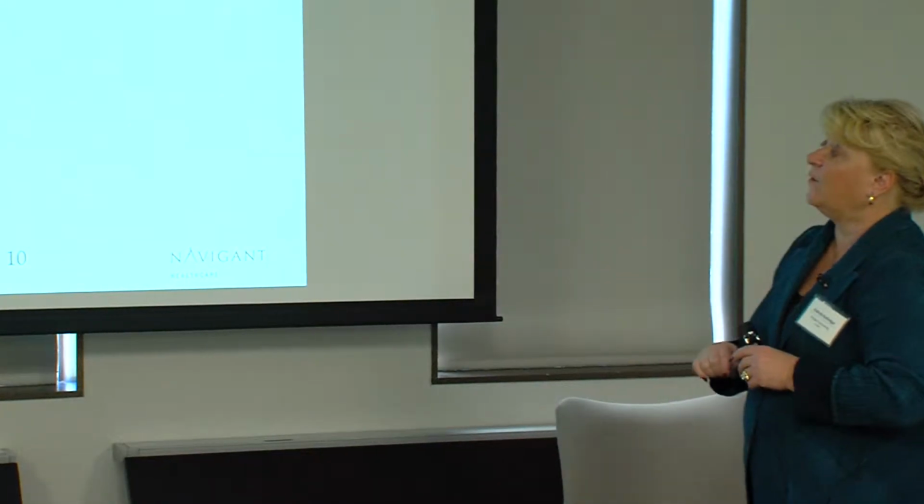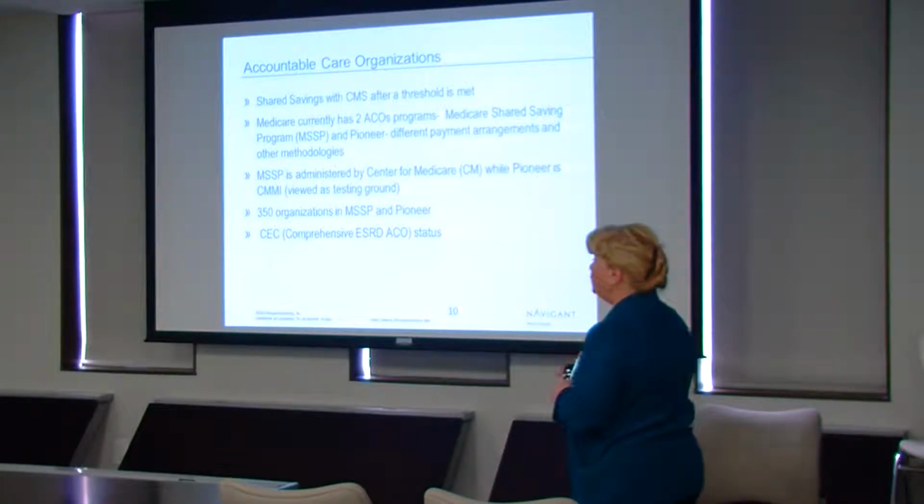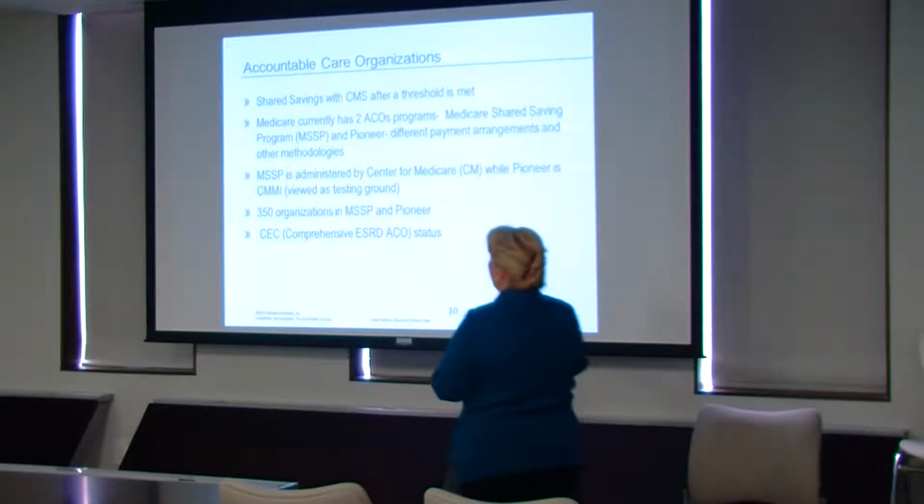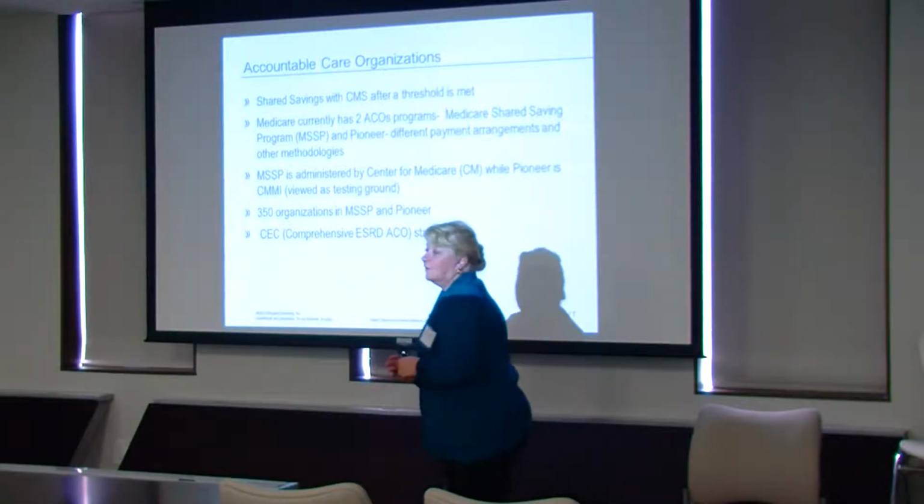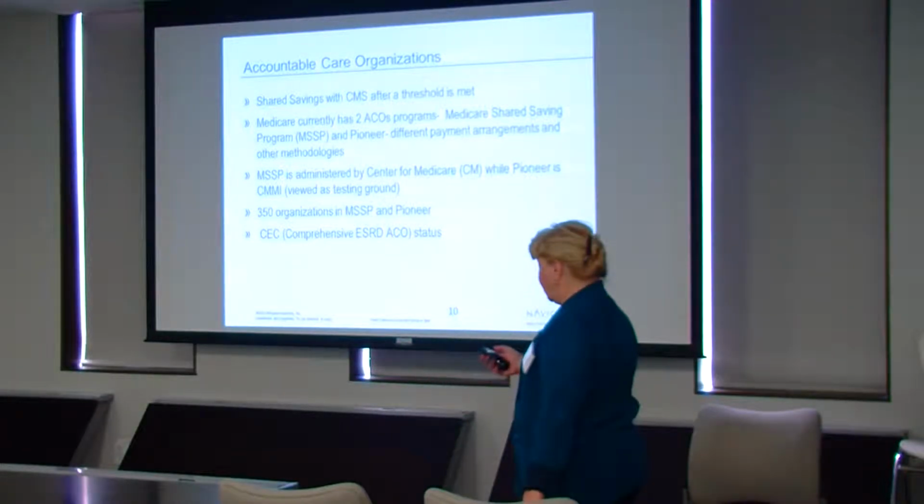There are 3 types of accountable care organizations. 2 have been launched, and the 3rd one should be launched rather soon. The 2 are the Medicare Shared Savings Model, and the Pioneer, and then the 3rd one is Comprehensive End-Stage Renal Disease, and that should be very rapidly launched.